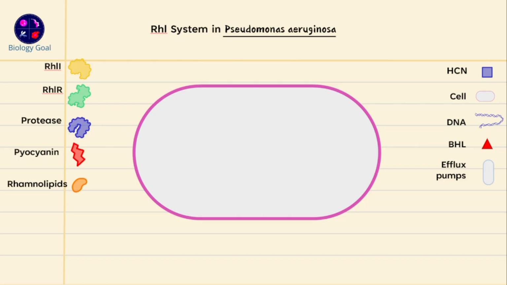So we'll start with the Rhl system. We'll start with the molecule, which is butyryl homoserine lactone molecule.